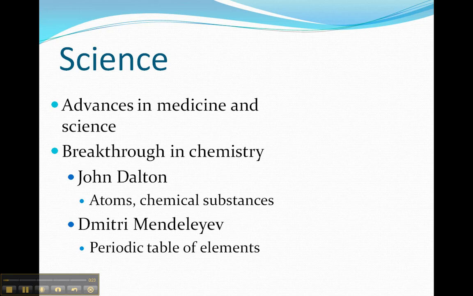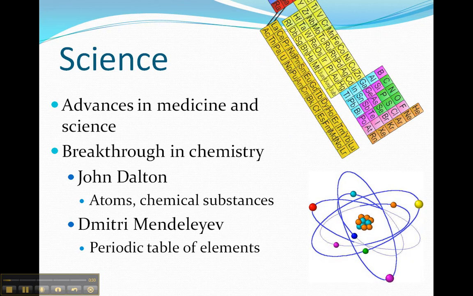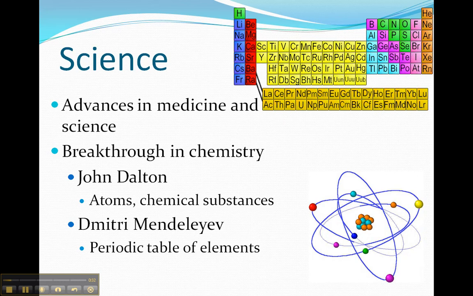In the early 1800s, there was a major breakthrough in chemistry when John Dalton, a schoolteacher, developed the modern atomic theory. Atoms consist of protons, electrons, and neutrons, and atoms can combine with others to create chemical substances. Years later, scientist Dmitri Mendeleev designed the periodic table of elements. These contributions gave way to major improvements in medicine.